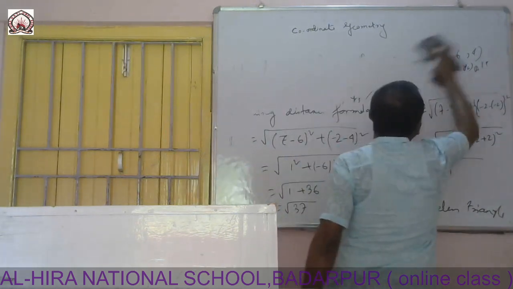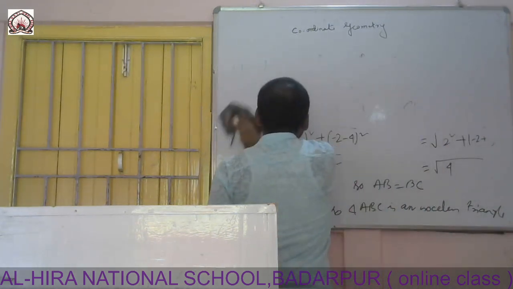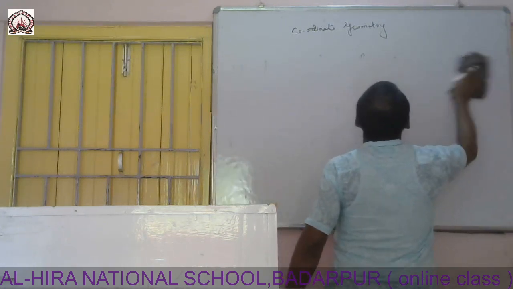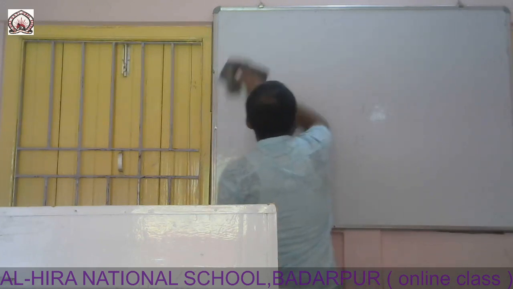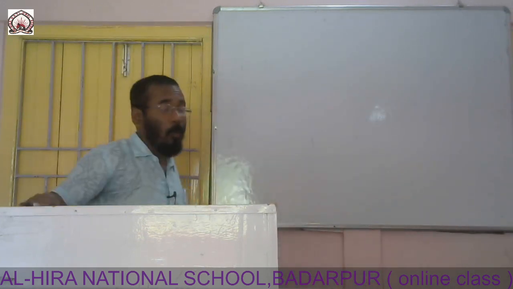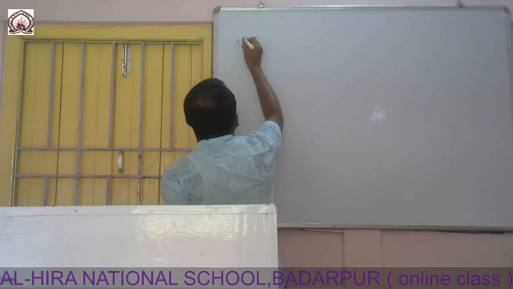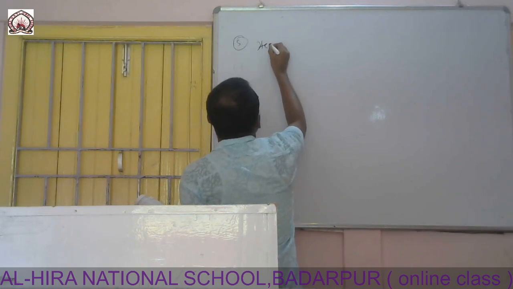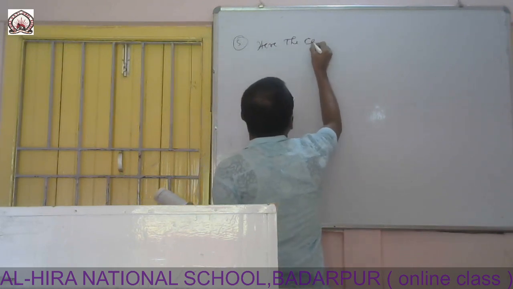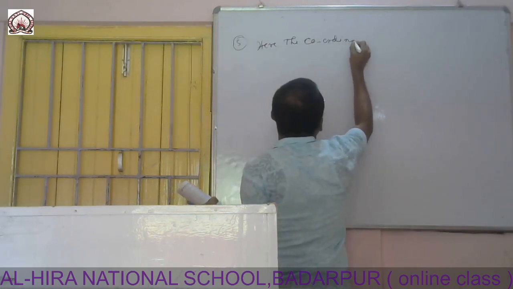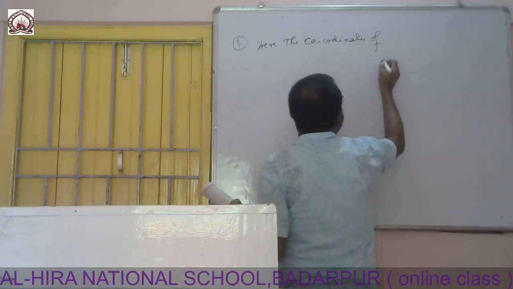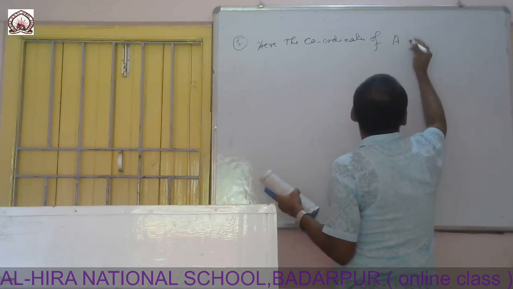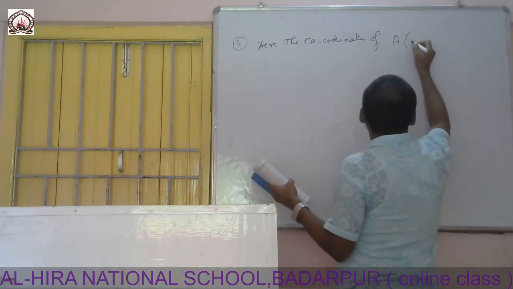Question number 5, the picture is given in the textbook. You follow the pictures from the textbook and draw this in your copy. And then, now question number 5 is here. The coordinates of A, B. A we write, A is how much? (3, 4).